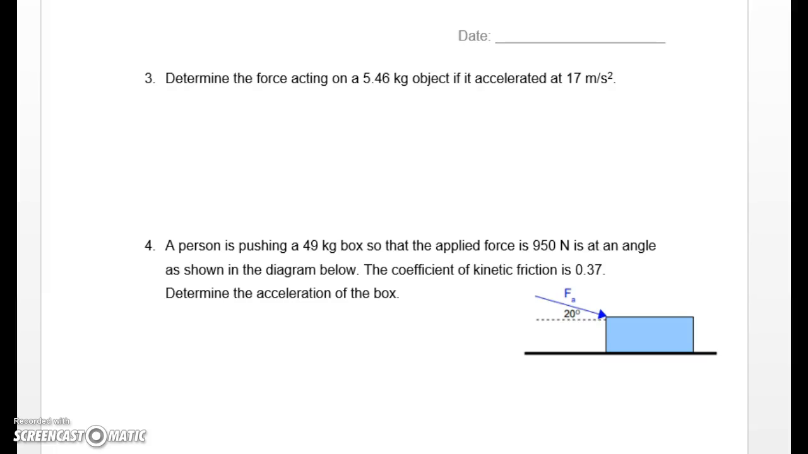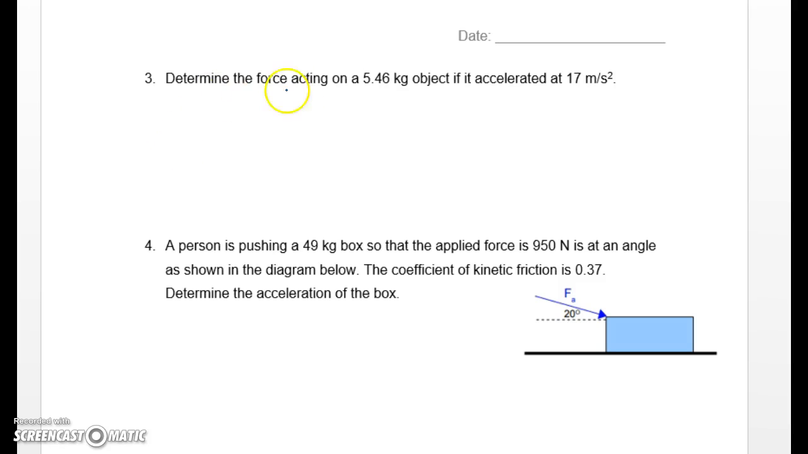So now we're going to work on two examples of force that work on the calculation aspect rather than the drawing aspect of forces. So example number 3 here says, determine the force acting on a 5.46 kilogram object if it accelerated at 17 meters per second squared.